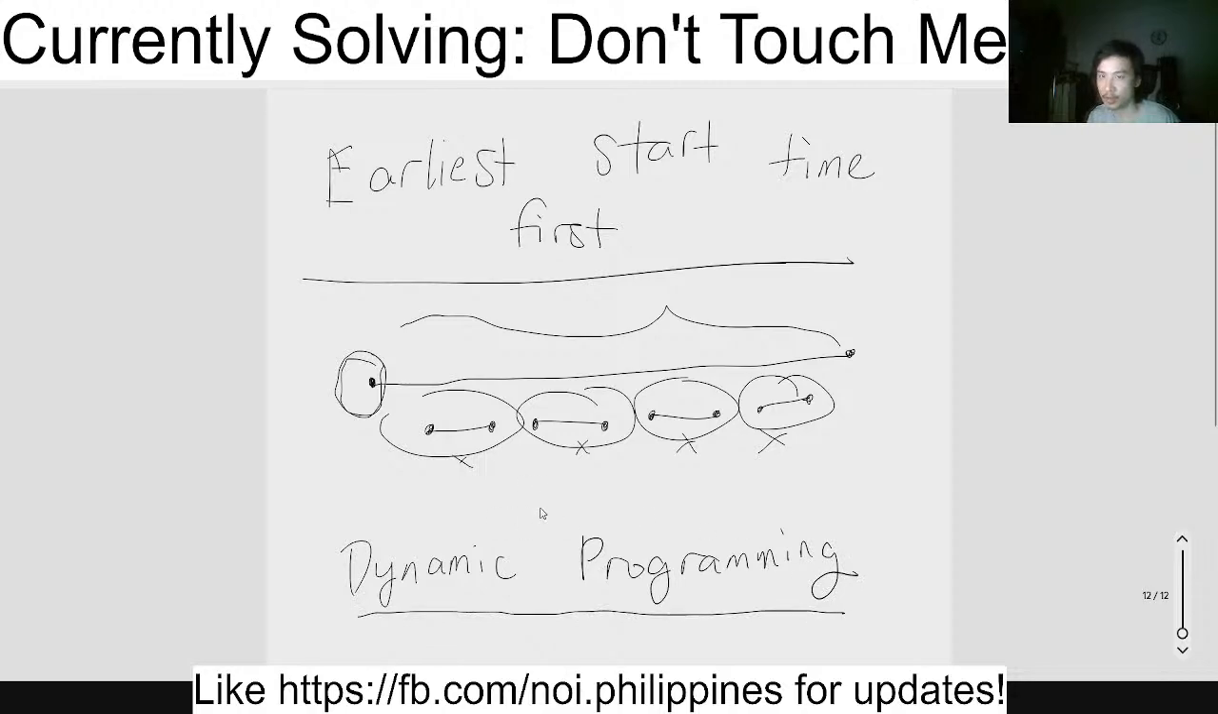And if you know how to do this and how to reconstruct the set of people you're supposed to choose from the dynamic programming solution, you can actually solve this problem with dynamic programming. It's a little bit more complicated than needed, but it solves the problem. And the bounds are small enough for this solution to work.